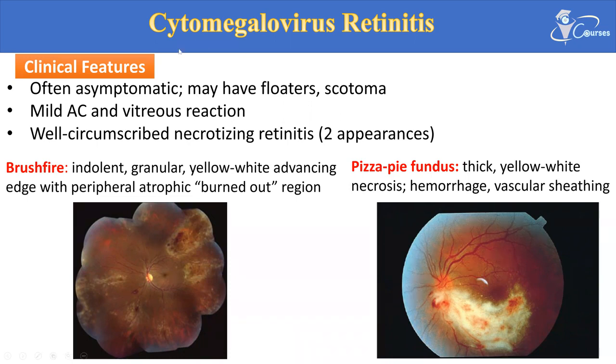So when we have these findings in a patient with HIV, we suspect cytomegalovirus retinitis, which can be present clinically in one of two forms. Either what's called the brush fire appearance, which appears as granular yellowish-white lesions of hemorrhagic necrotizing retinitis from the periphery, with a peripheral atrophic burnt-out region, or the pizza pie fundus, in which there is thick yellowish-white necrosis of the retina with hemorrhage and vascular sheathing, giving the pattern of a pizza.